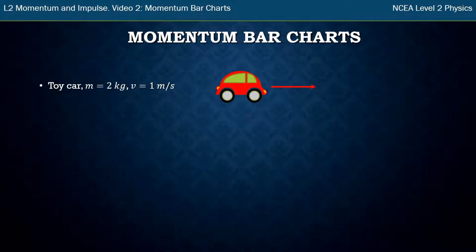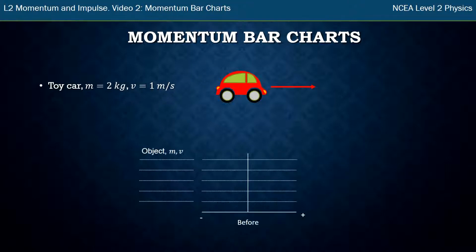So here's a red car, a little toy car. The mass is 2 kg and the velocity is 1 meter a second in the direction shown. This is what the momentum bar chart looks like for it. So we have it set up here, and you see that down the bottom, where it says before, there's a plus and a minus. Those indicate direction. So which is our plus and our minus direction? Well, obviously for this car, let's choose our coordinate system to be pointing to the right for the positive.